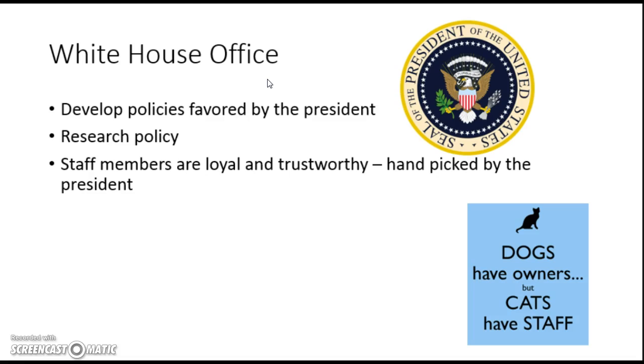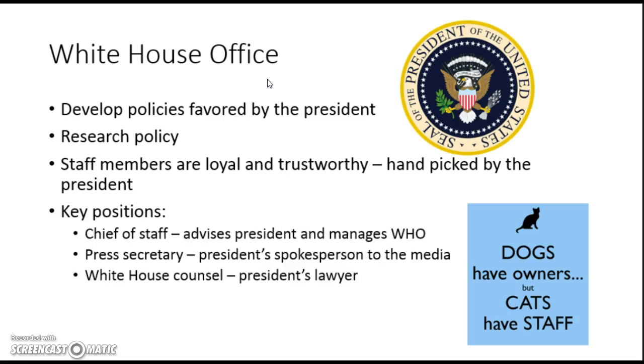These are people that are not confirmed by the Senate, so the president pulls in his personal loyal group to surround him in the White House office. Key positions include Chief of Staff, who advises the president and manages the White House office, Press Secretary, who's the president's spokesperson to the media, and White House Counsel, which is the president's lawyer. These positions are often in TV shows like Scandal or West Wing or House of Cards, because they're the ones that are close to the president and know what's going on all the time.